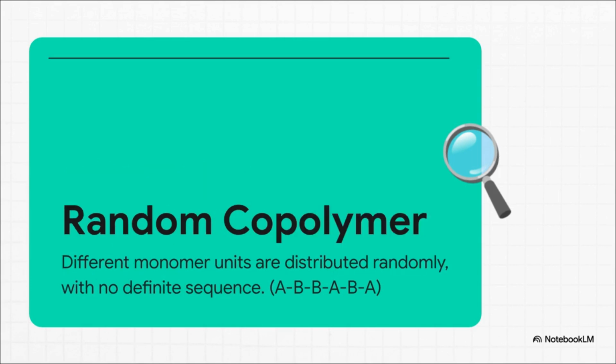Next, you've got the complete opposite, the random copolymer. As the name suggests, there's no pattern at all here. The A and B monomers are just distributed randomly along the chain. This kind of structural messiness often makes for materials that are more flexible and amorphous.